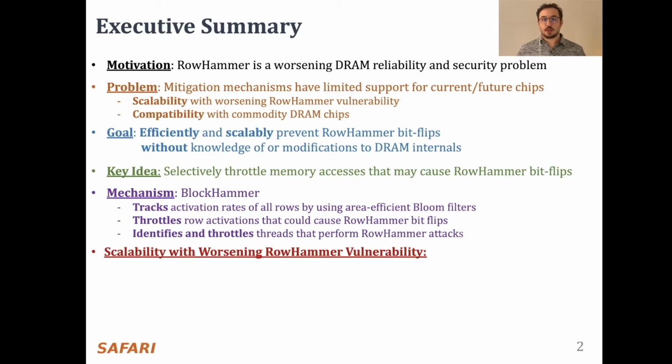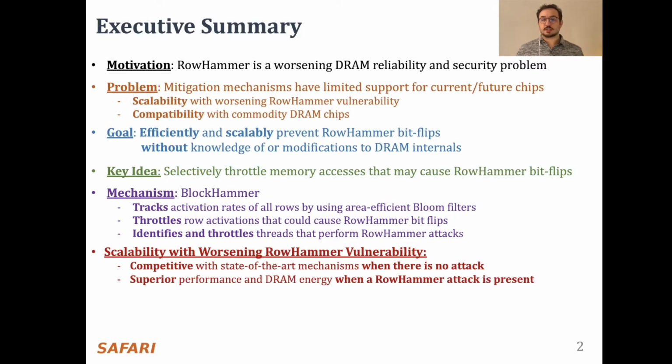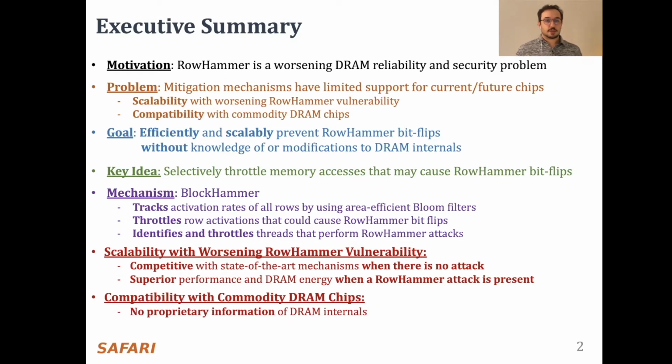We evaluate BlockHammer's scalability with worsening RowHammer and demonstrate that BlockHammer is competitive with state-of-the-art RowHammer mitigation mechanisms when there is no attack in the system. And it provides significantly higher performance and lower DRAM energy consumption when a RowHammer attack is present. BlockHammer is compatible with commodity DRAM chips because it does neither require proprietary information of DRAM internals nor modifications to DRAM circuitry.